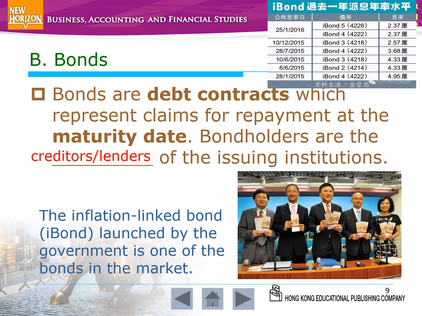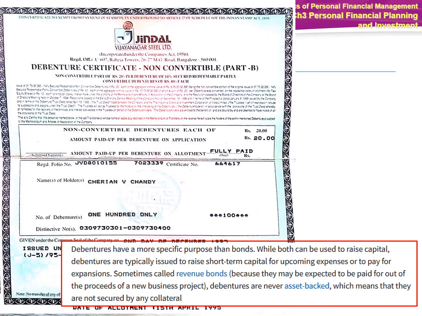You see on the right side, the interest rate will fluctuate from 2.37% to 4.95%. This is the debenture certificate for your reference. You see, just like a certificate, just like a report card on the small unit. So it represents the debt contract of the issuing institutions. The number of debentures is 100 only here. You see the number of debentures, and you see the meanings of debentures that have been read before.